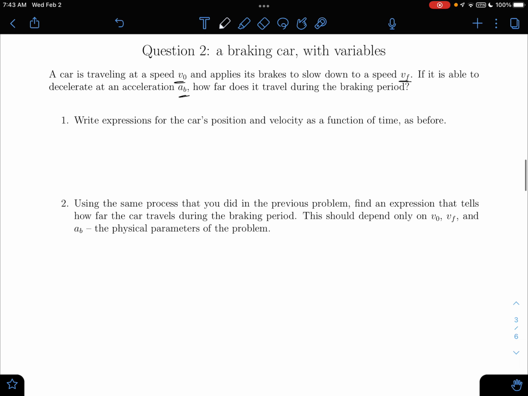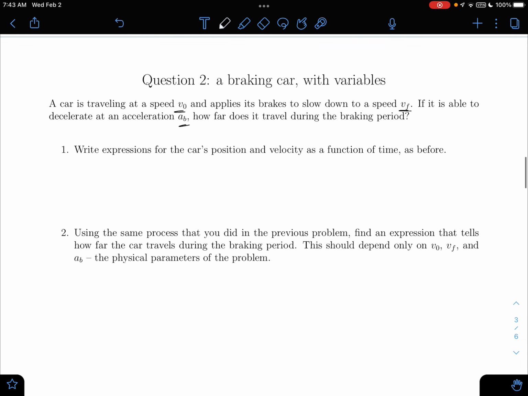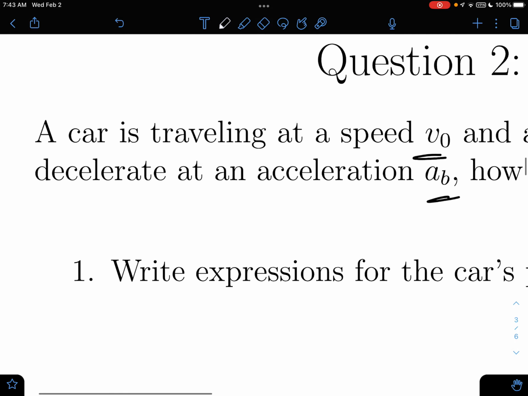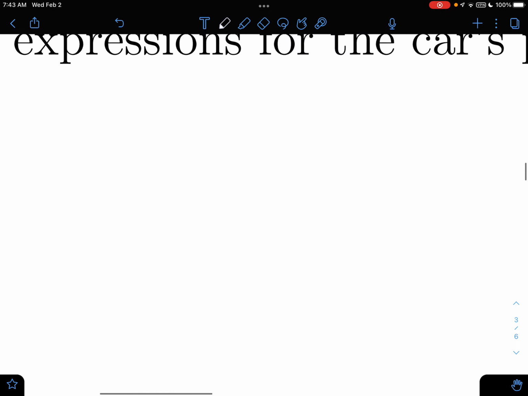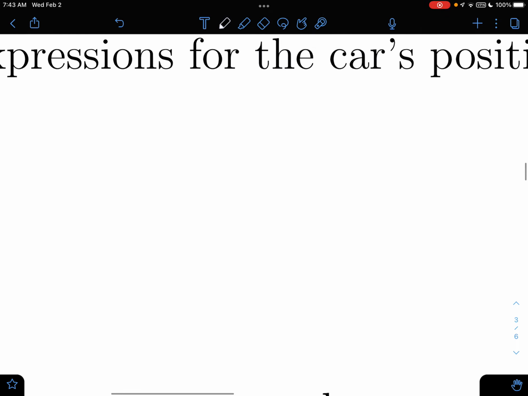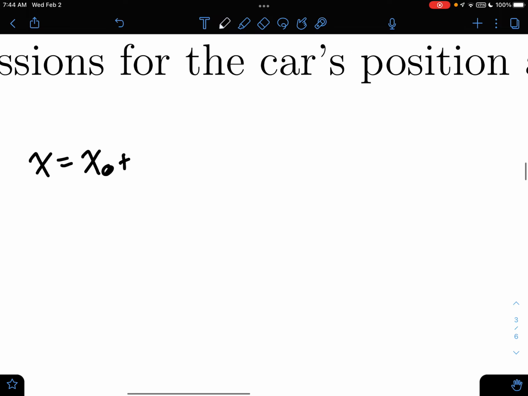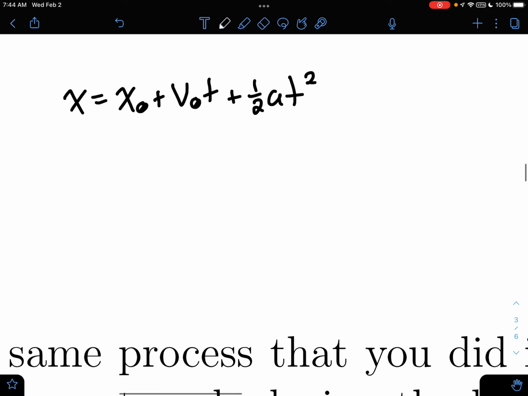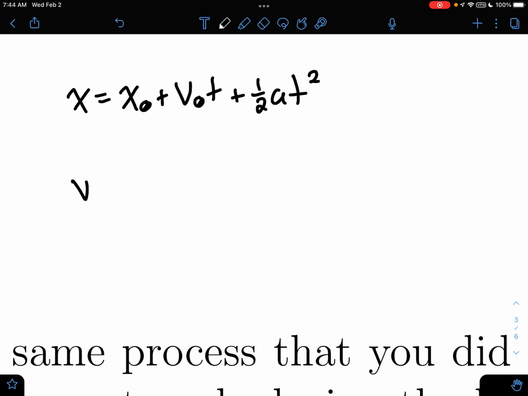So now let's get an expression for our car's position and velocity as a function of time. The first thing: we're given a constant acceleration. So I'm just going to write down our equations. x equals x naught plus v naught t plus 1/2 a t squared. And then we have v equals v naught plus a t.